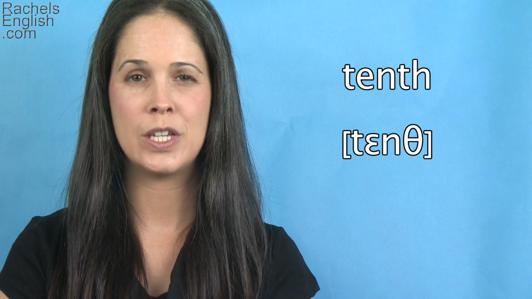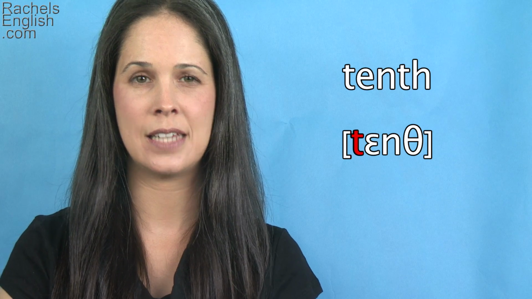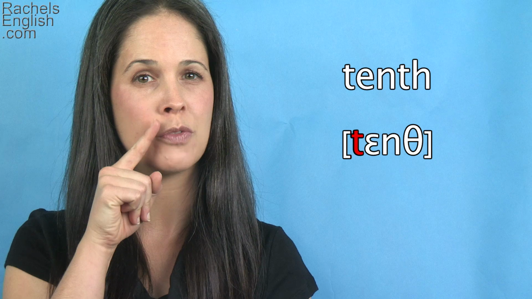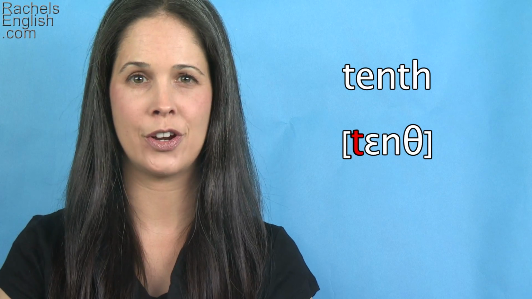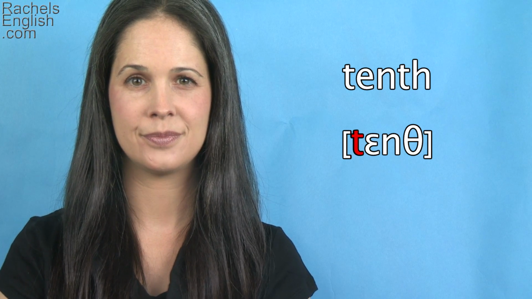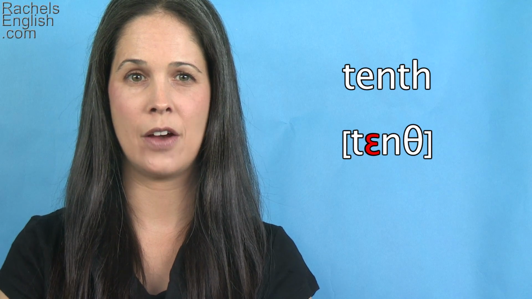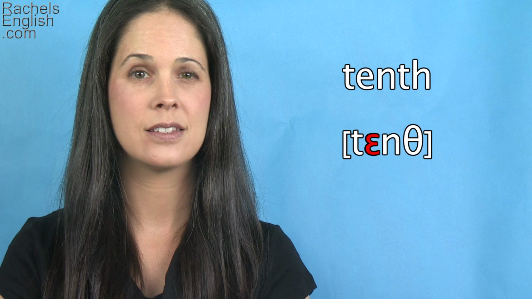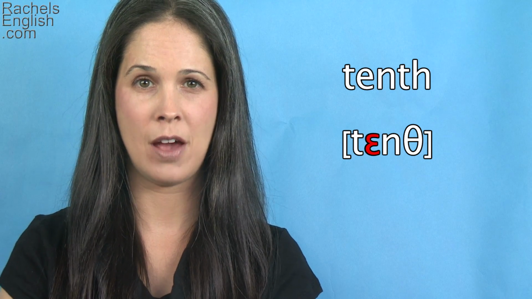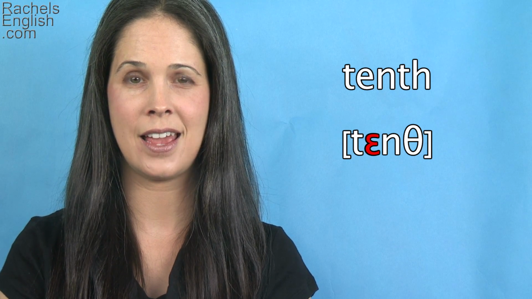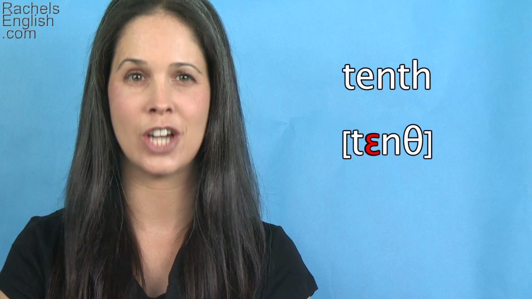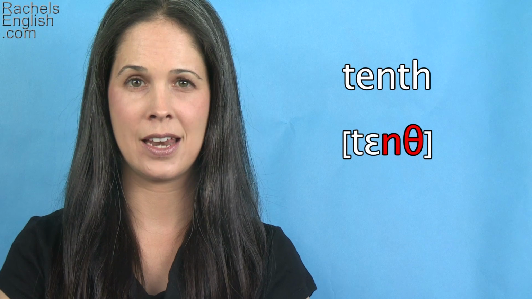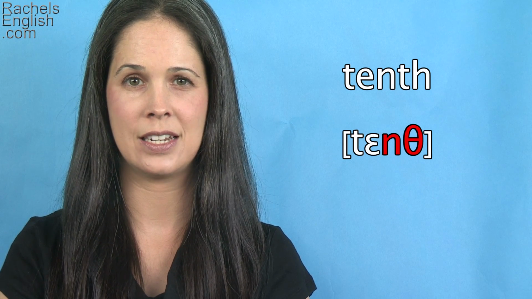Tenth. We start here with a true T sound. T, t, t. Tongue tip is at the roof of the mouth, teeth are together, the air is stopped. Then the tongue tip pulls down, the teeth part, and the air is released. Te, te. The E vowel, just as in second and seventh, we need jaw drop. Te, te. And then again the N-TH ending.